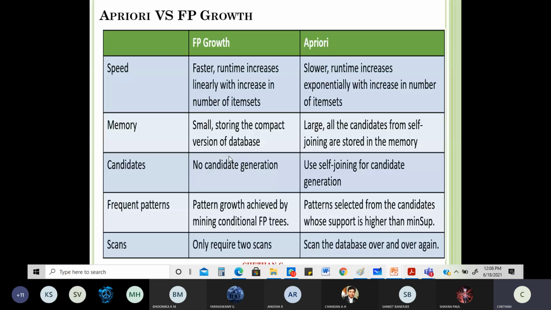Next, the scans. How many times does it take? FP growth will only do it twice. Once first, we'll figure out the frequency of it. You must be knowing all these things, right? But this one, once again.